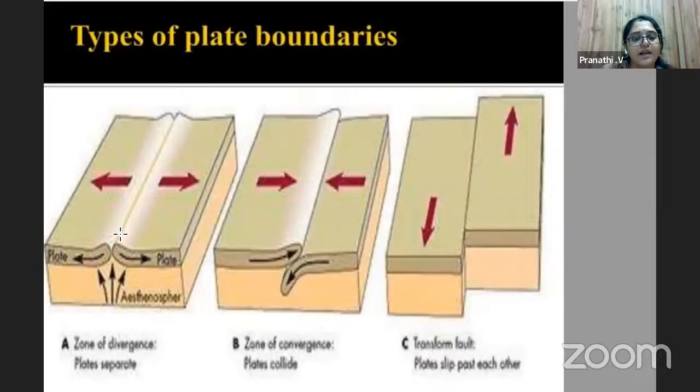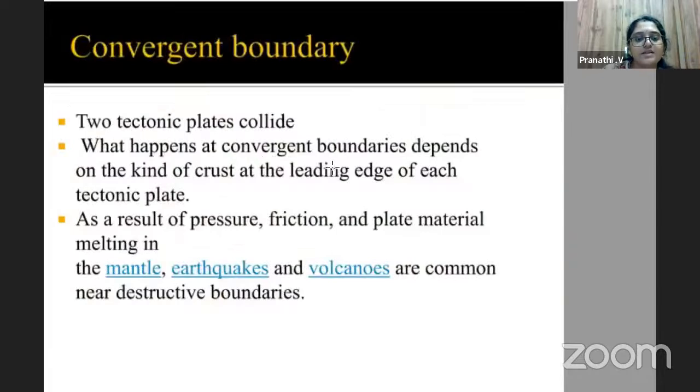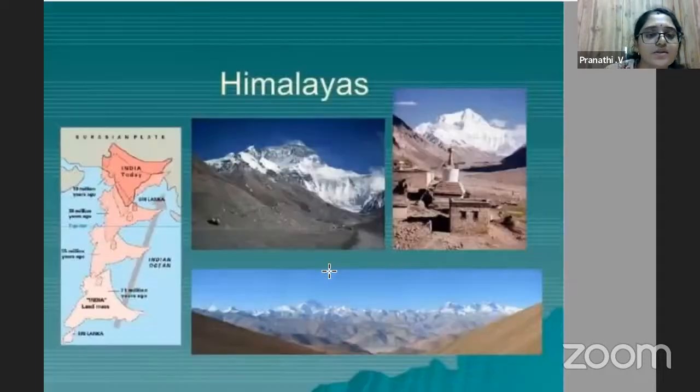With divergence of plates, you have the formation of trenches. With convergence, you have mountain formation, or transform faults. So these are the different kinds of plate boundaries. At convergent boundaries, when two tectonic plates collide, because of friction and plate material melting, you have earthquakes and volcanoes happening.